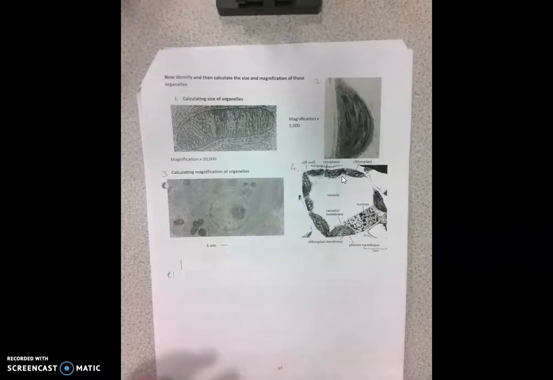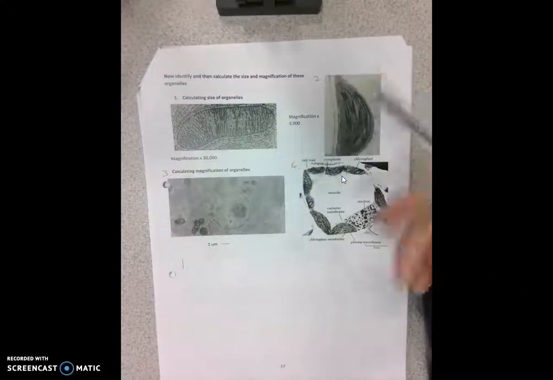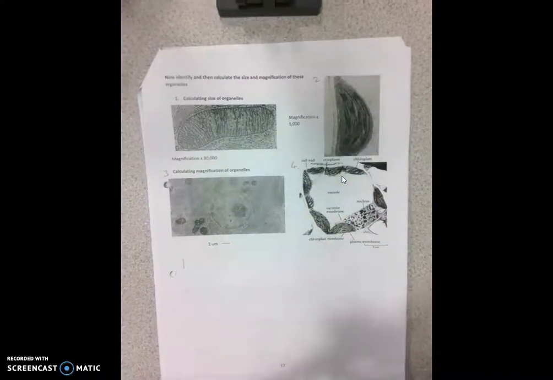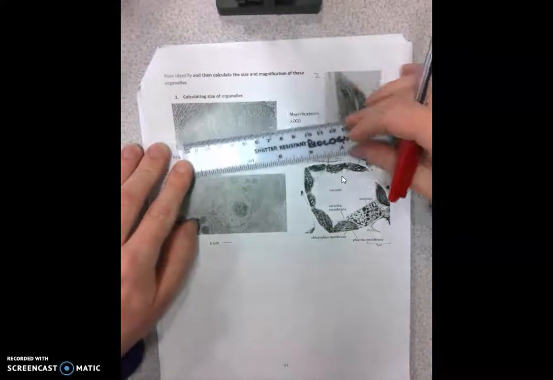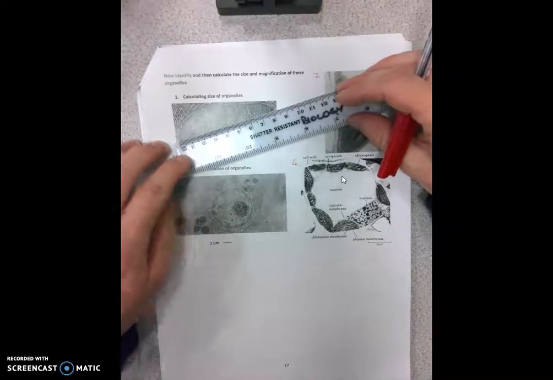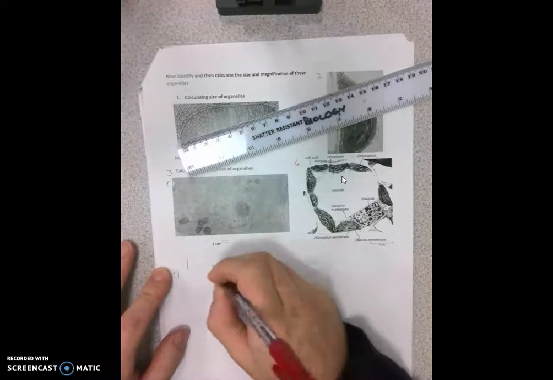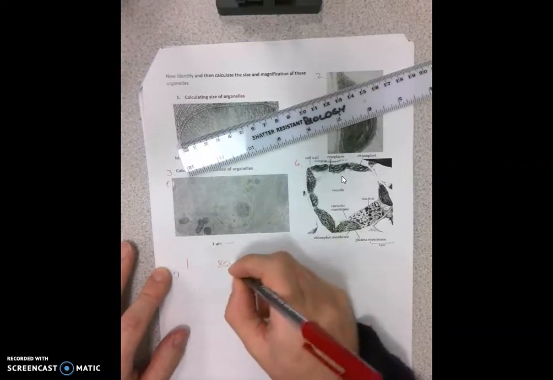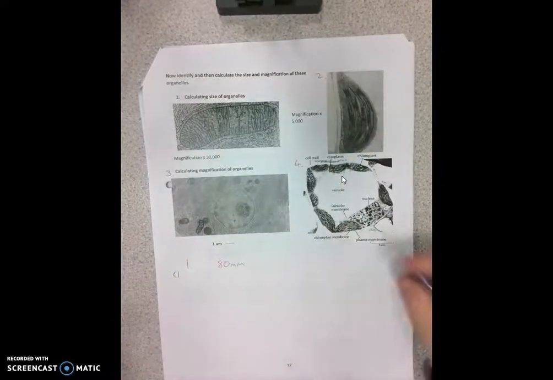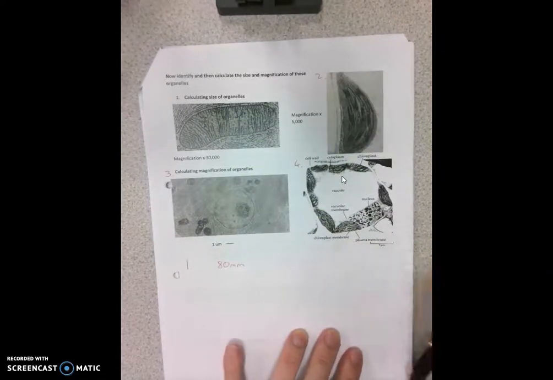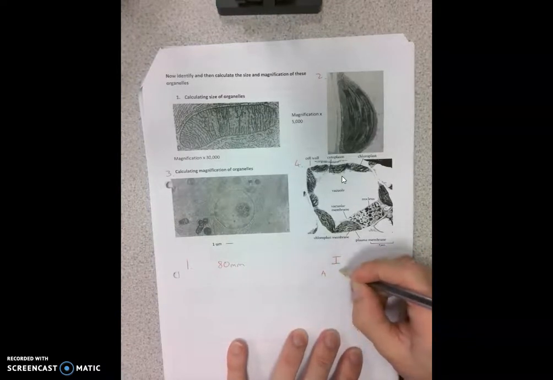It says that the magnification is 30,000 times, and it says calculate the size of the organelle. Right. So all we can do here is measure how long the mitochondrion is. I reckon it is 8 centimetres, but I'm not going to use centimetres, I'm going to use millimetres. It is 80 millimetres. That's the length of the mitochondrion at its longest point. Now you need to think very carefully about what bit of information you've been given. Remember our triangle.